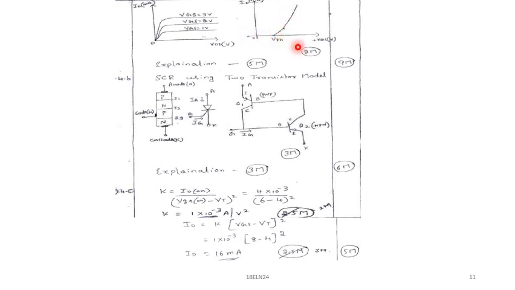You have to mention this characteristics. So 2 plus 2. Finally, the explanation how the channel is created. The explanation related to this drain characteristics. Explanation related to this transfer characteristics carries 5 marks. So 2 plus 2 plus 5. So total it is 9.